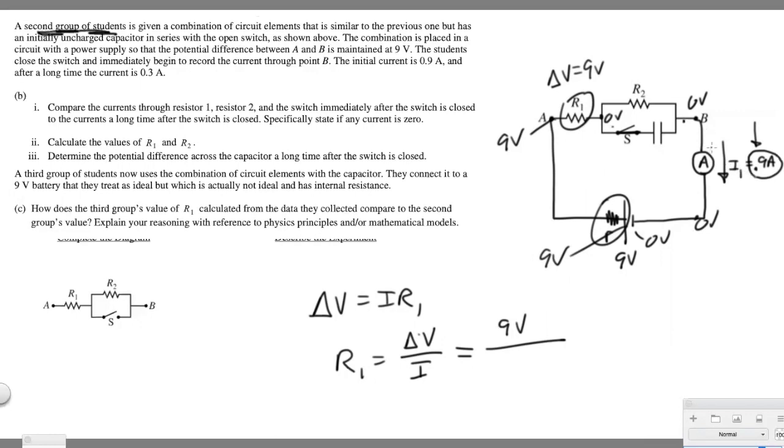Then they would take the reading from the ammeter, and the reading from the ammeter is the current through resistor 1. But here's the deal. If there was an internal resistance in this battery, this internal resistance would make this current reading less. And if the current is less, due to that internal resistance, that would make R1 greater.